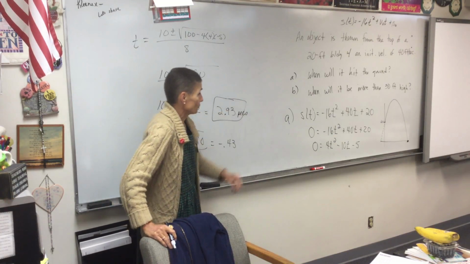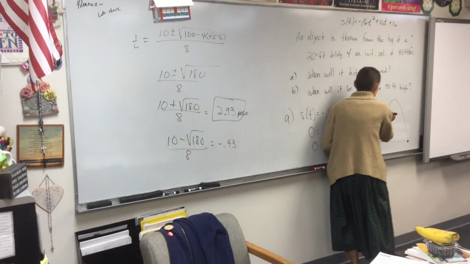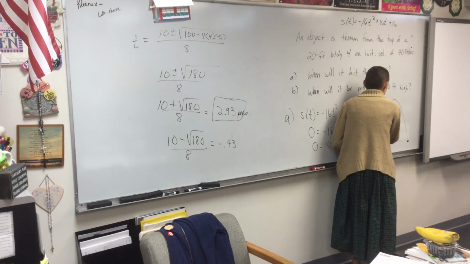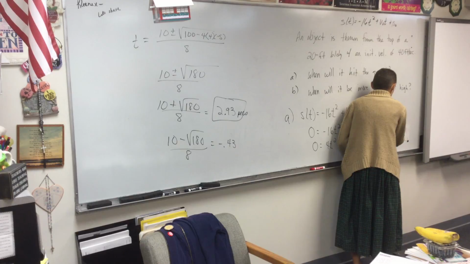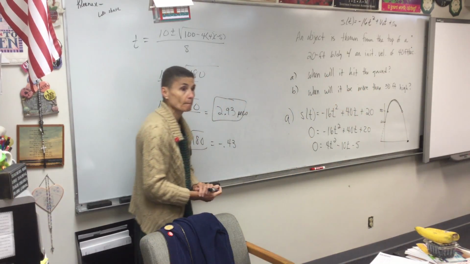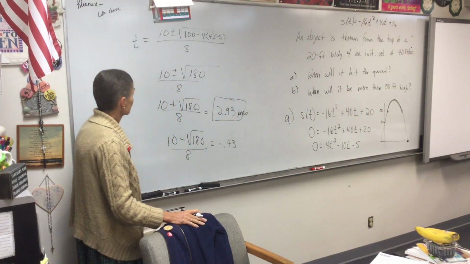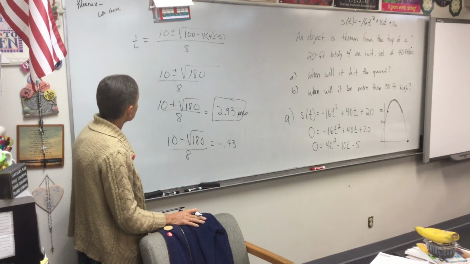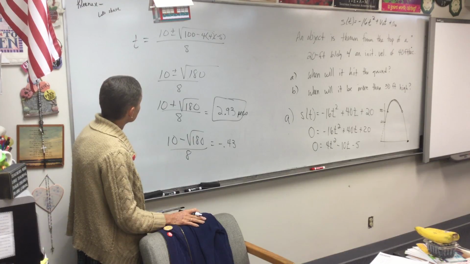When will it be more than 30 feet high? Somewhere here's 30. When will it be more than 30 feet high? Wait, I just had a question. For the quadratic formula, do we always have to write it as a number, or could we write it like 10 plus or minus the square root of 180 over 8?